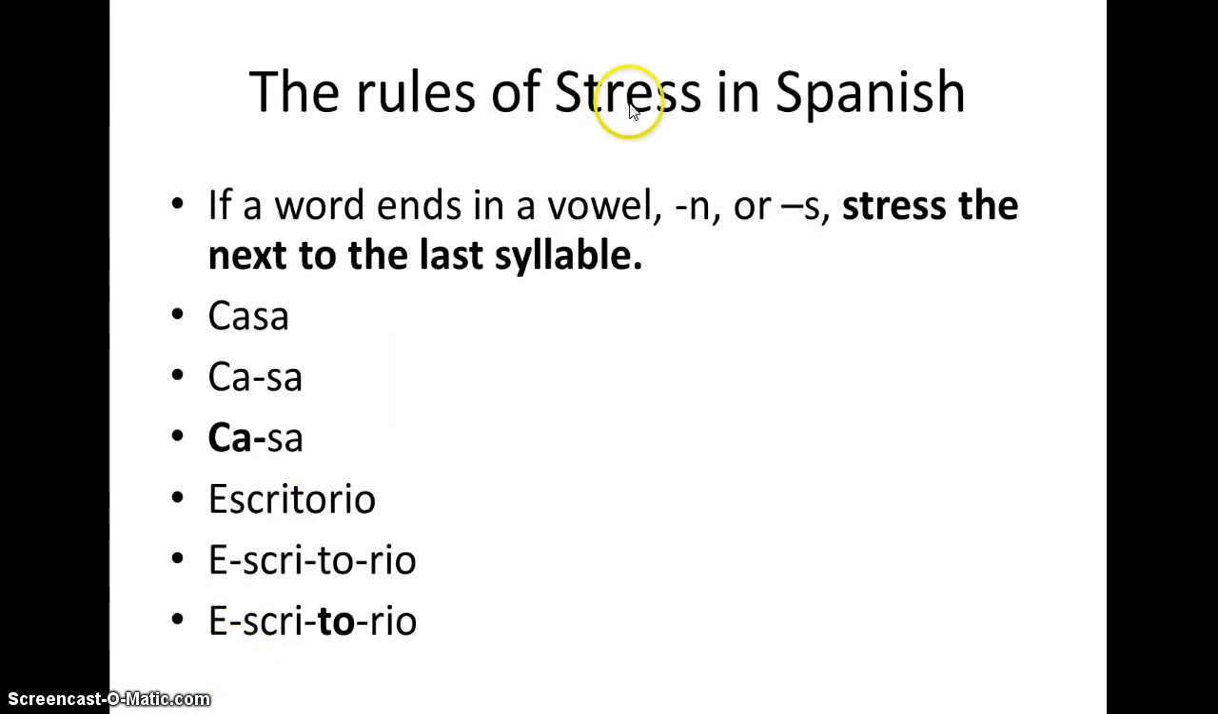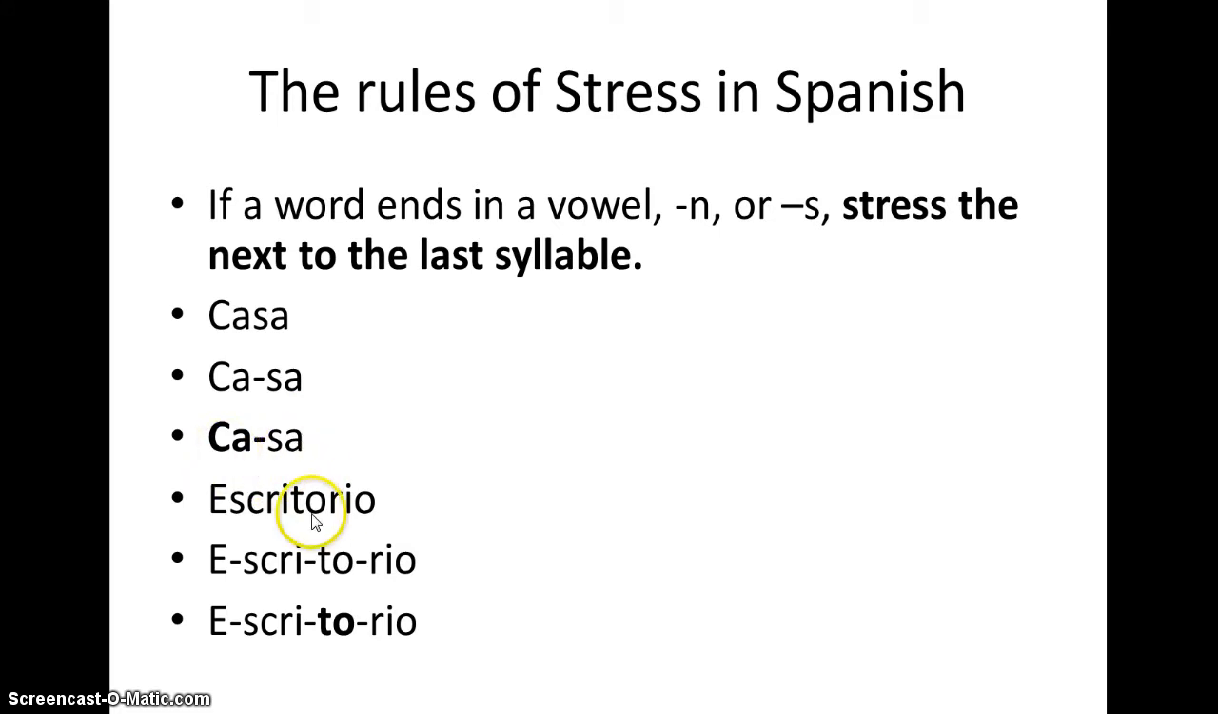I want to explain the rule of stress in Spanish so you know which syllable to stress. Take any word that ends in a vowel, N or S. In Spanish, you stress the next to the last syllable. So here's a word for house in Spanish, casa. How many syllables? 2. We split it right here, ca-sa. This word ends with a vowel, so stress the next to the last syllable, casa.